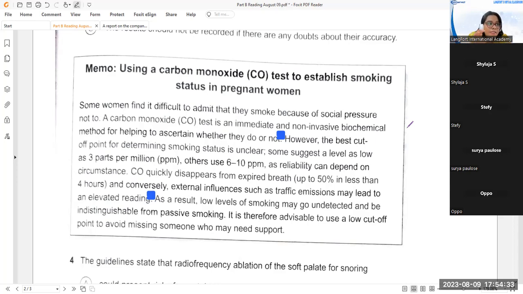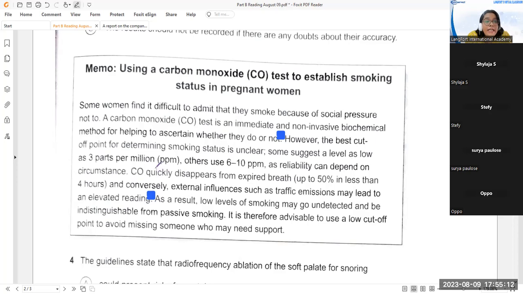So there are two versions. Some people say this cutoff point is best, some people say 6 to 10 is best. And whether we can trust this cutoff point depends on circumstance. So we need to find out the smoking status urgently and non-invasively. So we have a test, but the cutoff point of that test is unclear. We have not yet confirmed it because it varies. We cannot depend on it because it can vary depending on the circumstance. Some say 3 parts per million can be the cutoff point. Some say 6 to 10 ppm can be the cutoff point.